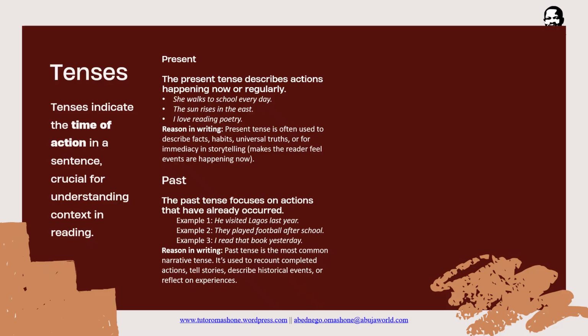Apart from the present tense, we also have the past tense, and the past tense focuses on actions that have already occurred. For instance, he visited Lagos last year. They played football after school. I read that book yesterday. You can see all these three sentences are written in the past. And the past tense is the most common in narrative, right? And it is used to recount completed actions. You use it to tell a story, describe historical events, or reflect on experiences.